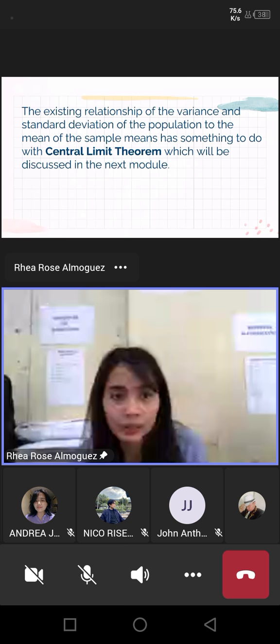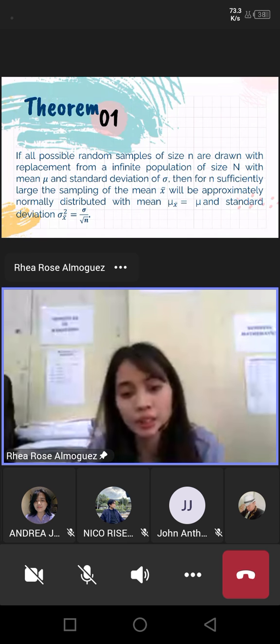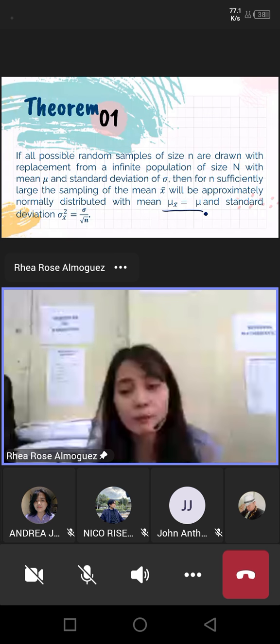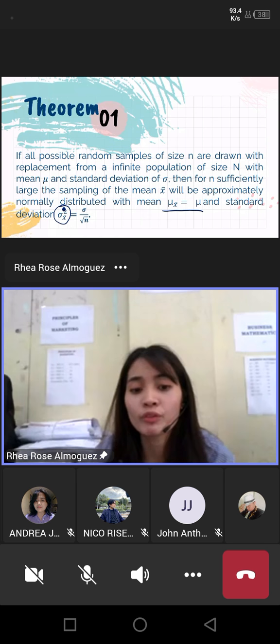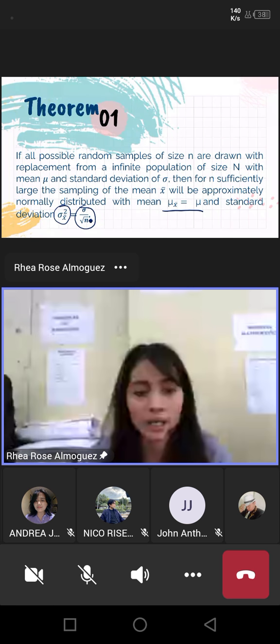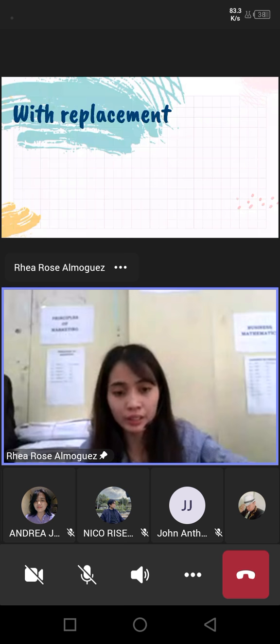Ngayon po, meron kasi tayong tinatawag na theorem. Okay? The theorem na to, when we say theorem, it's not proven. So we have to prove it. That the mean and the sample mean is equal and yung standard deviation ng sample is equal to this standard deviation of the population over square root of n. So yun yung proof natin. Okay? So with replacement tayo, wherein repetitions allowed.